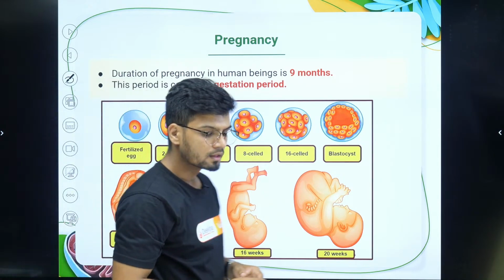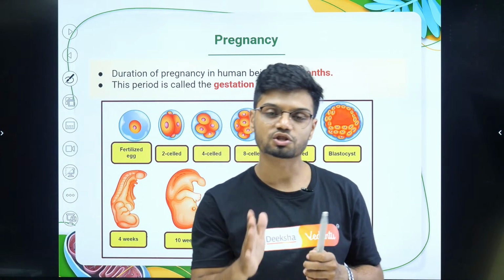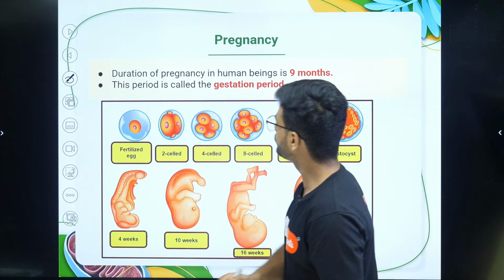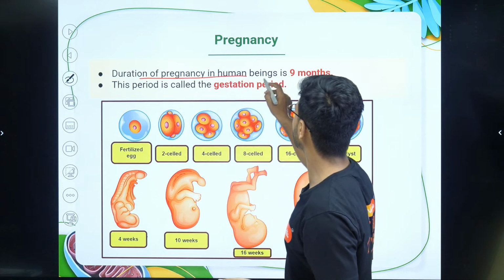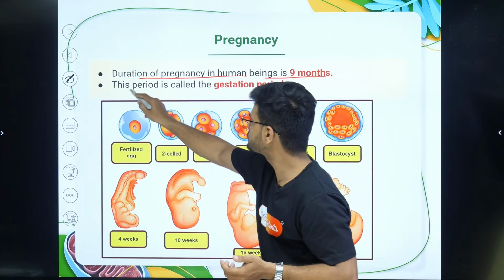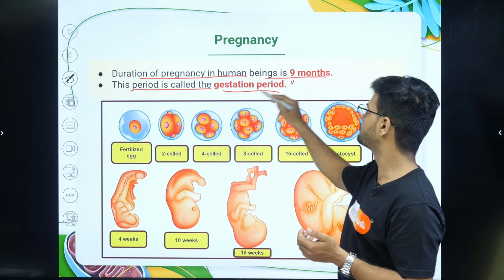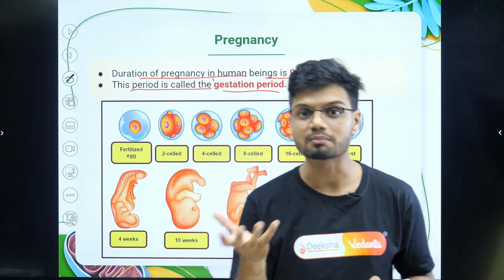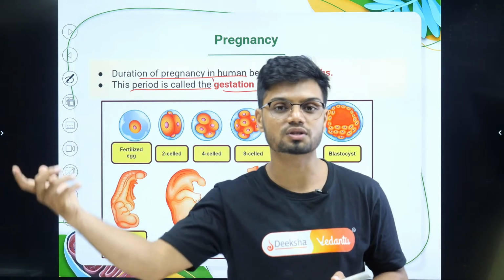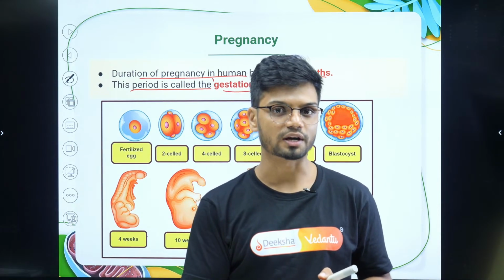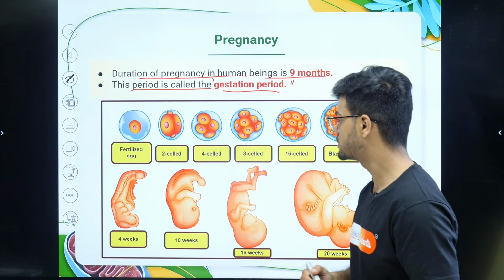Pregnancy, finally. We learned about fertilization and implantation. The next topic is pregnancy. The duration of pregnancy in human beings is 9 months, which everyone knows. This period is called what? Gestation period, very important. Gestation period is the time of pregnancy, the entire process from fertilization and implantation until the birth of the child.